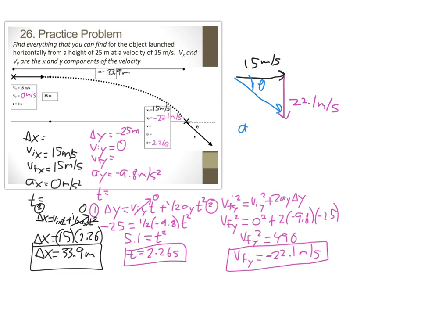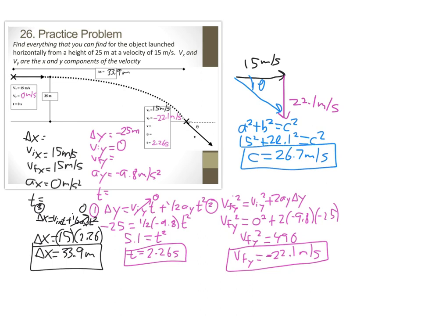So to get that hypotenuse, I'm going to do my Pythagorean theorem. So I have 15 squared plus 22.1 squared equals c squared. So I find that that hypotenuse there is going to be 26.7 meters per second. So that's the overall magnitude of my velocity.